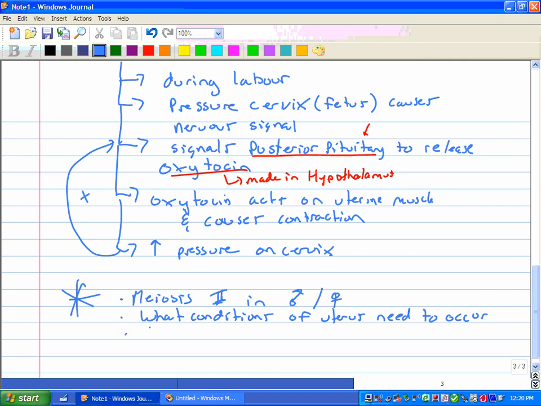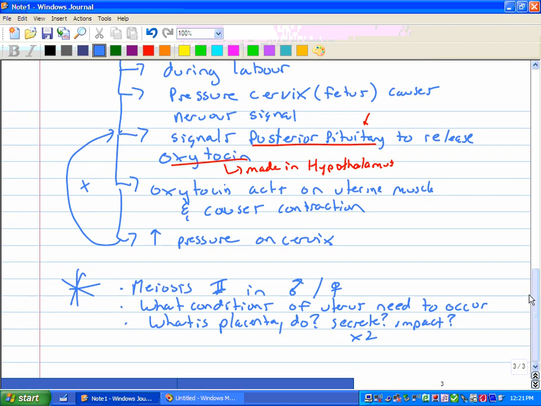What is the placenta? What does it do? And what does it secrete? And what impact does that have? And then the last thing, don't forget, there are two things depending on what timeline we're on. And then the last thing is the positive feedback loop.